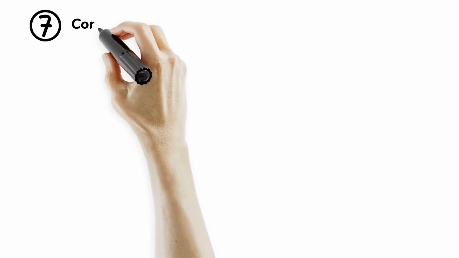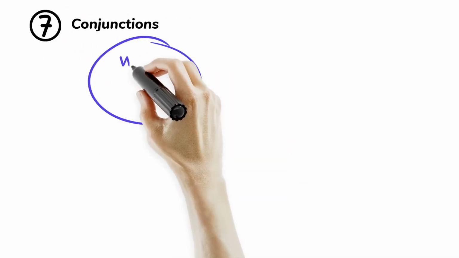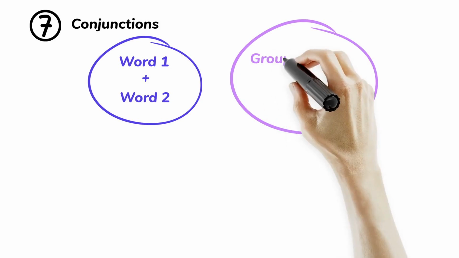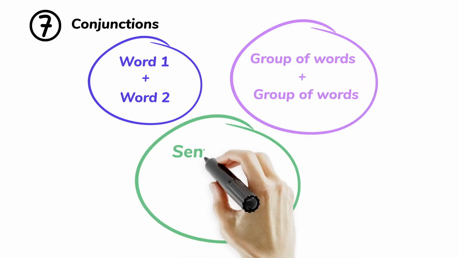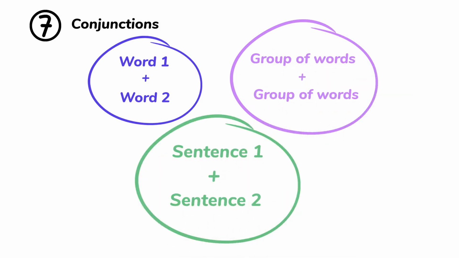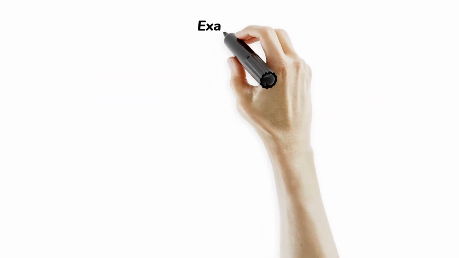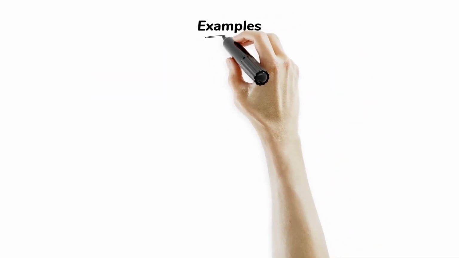Our next part is conjunctions. Conjunctions are words that join other words, groups of words, or sentences together. They help ideas flow smoothly. Let's see how conjunctions help our ideas flow together.